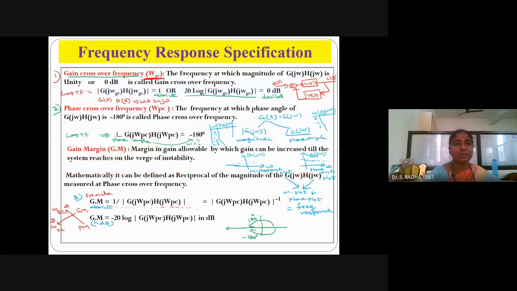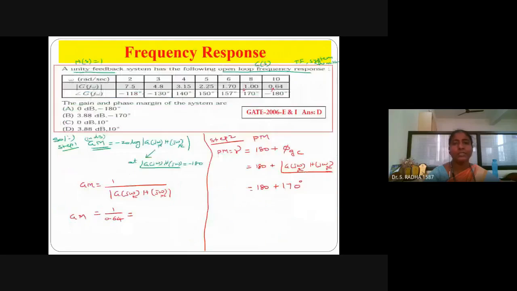ω_gc is where the magnitude equals 1. So in the given question, I am going to the place where magnitude becomes 1, and at that magnitude the angle is calculated. Internally ω_gc is used, and the respective phase angle is 170.